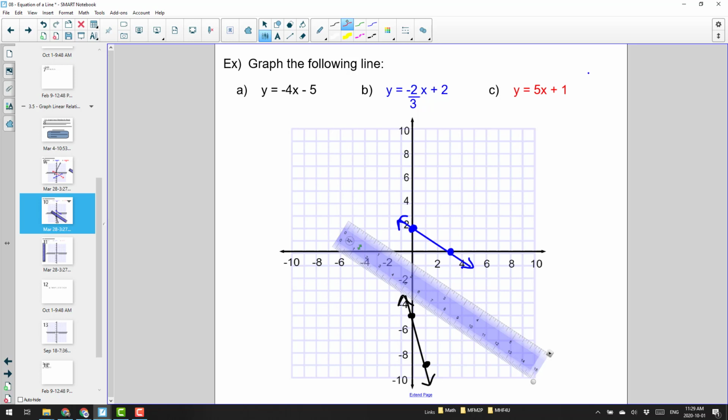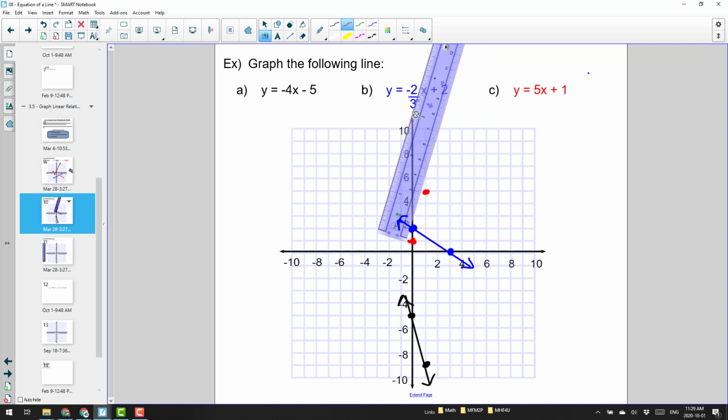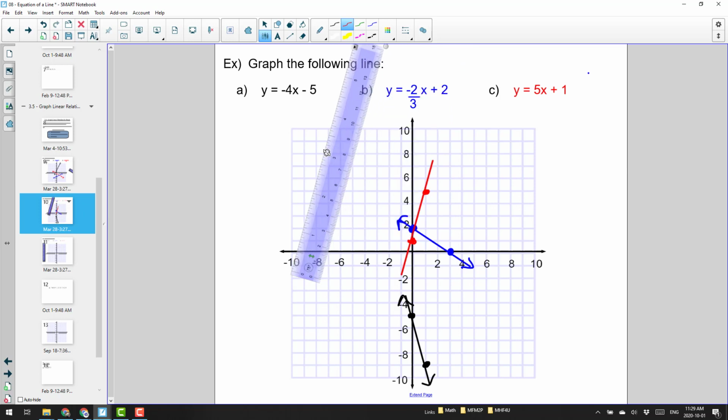All right, last one here. Y equals 5x plus 1, so we have a y-intercept at 1. My slope is 5, so I'm going to go up 5 over 1. There's my second point. And there's my line. Okay, so much faster than a table of values.